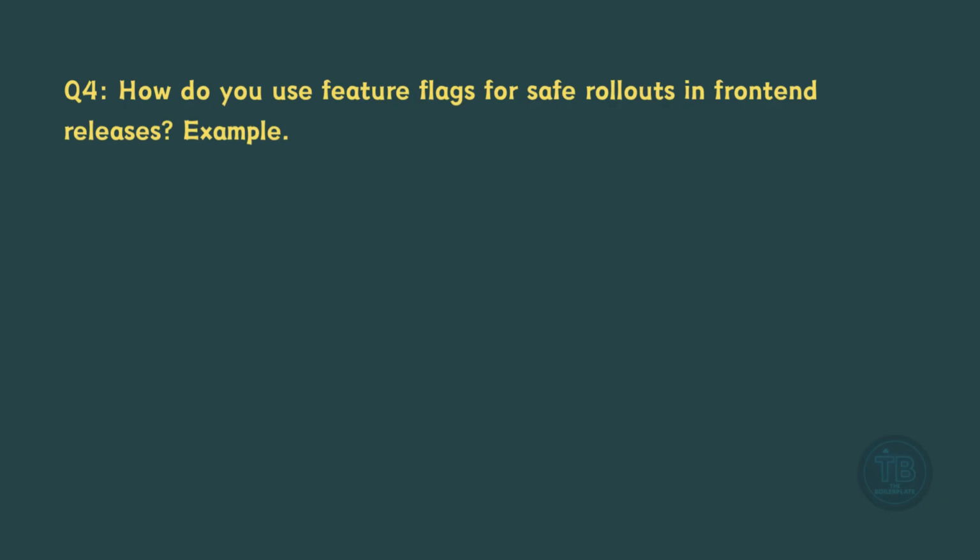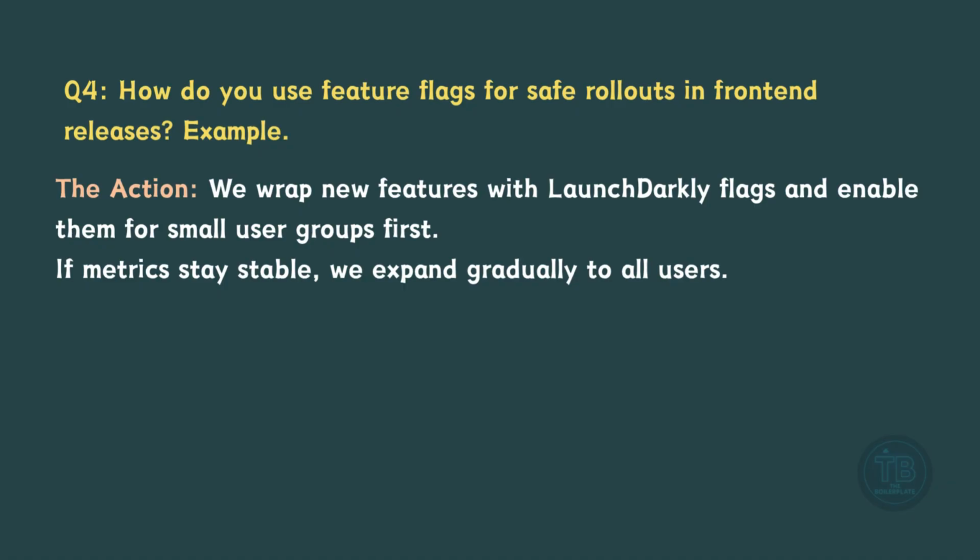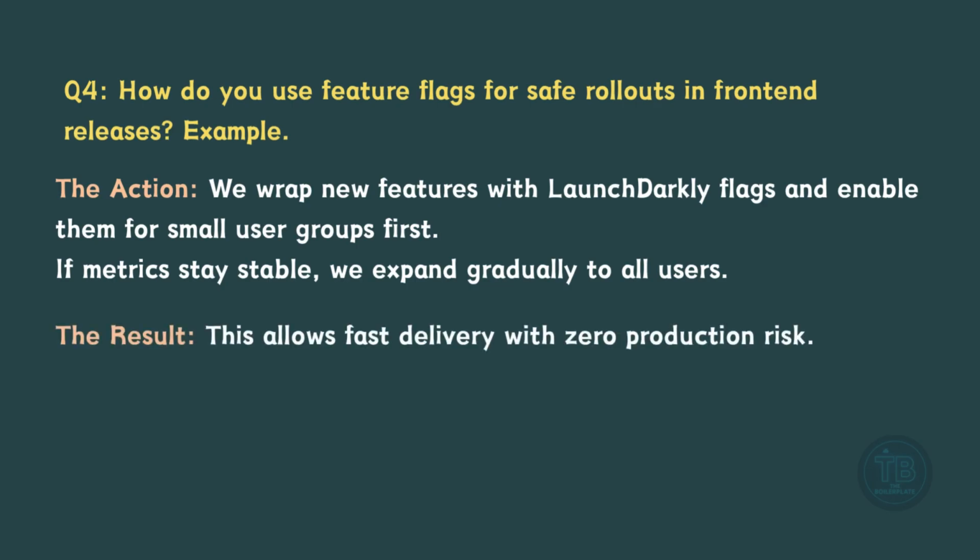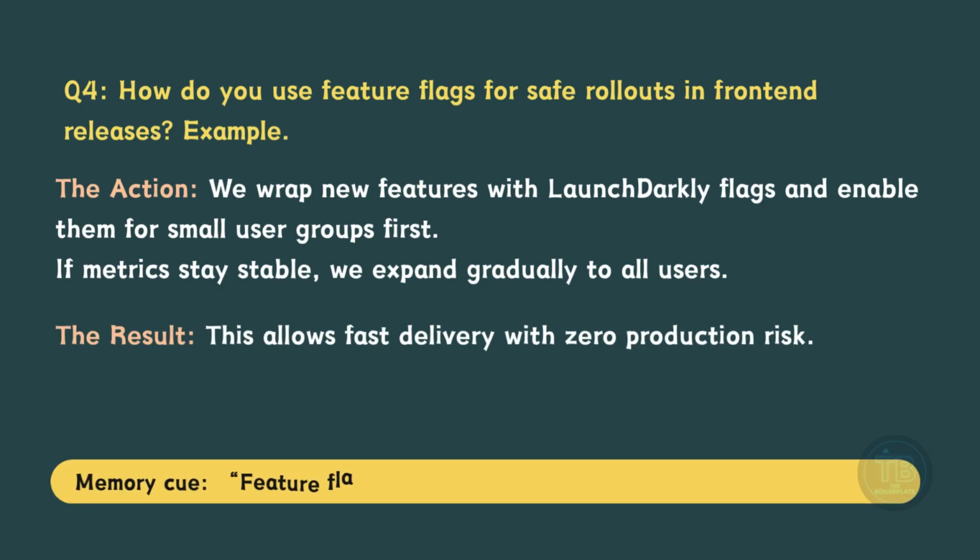Question number 4. How do you use feature flags for safe rollouts in front-end releases? Give examples. In this question, we can say we wrap new features with LaunchDarkly flags and enable them for small user groups first. If metrics stay stable, we expand gradually to all users. This allows fast delivery with zero production risk. So the memory cue in this answer is feature flag, gradual rollout, and safe delivery.